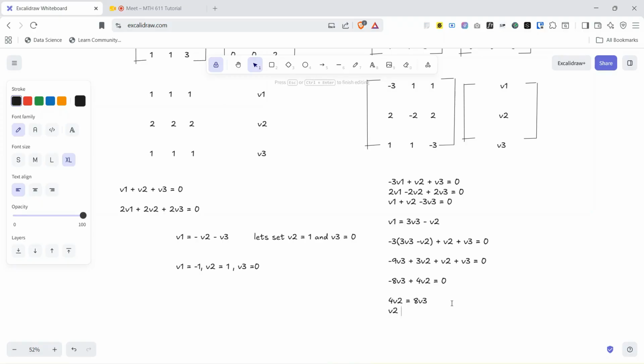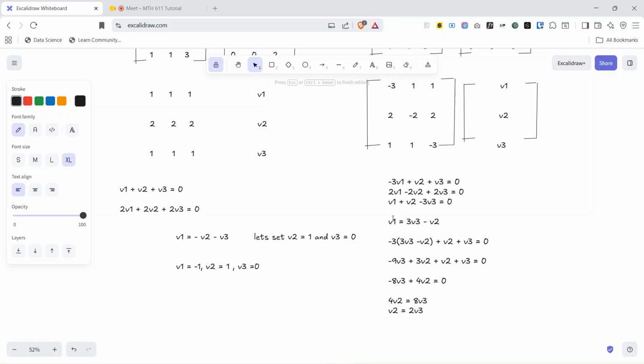Dividing through, our V2 equals 2V3. So now we know V1, we know V2. Let's plug it into equation 3.